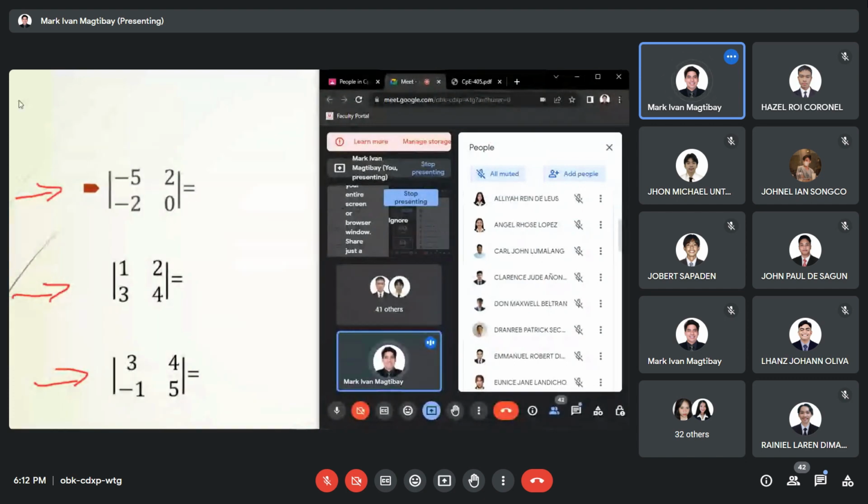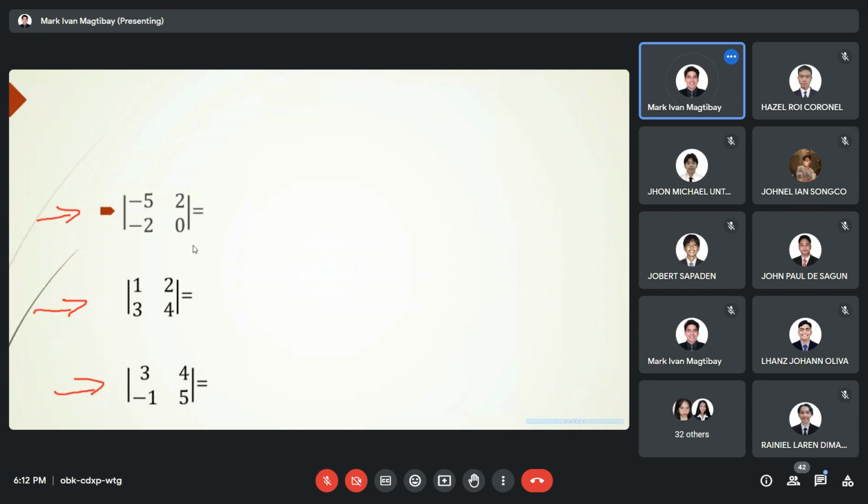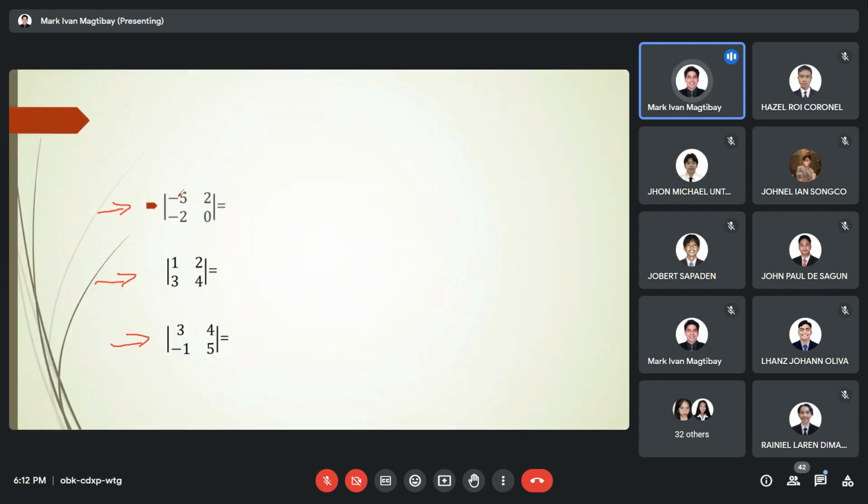Okay? So, teka, yan. Pwede ba magsulat habang naka-zoom in? Hindi pala pwede. Yan. So kunin po natin.